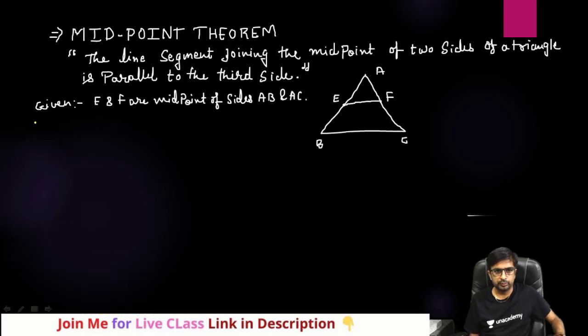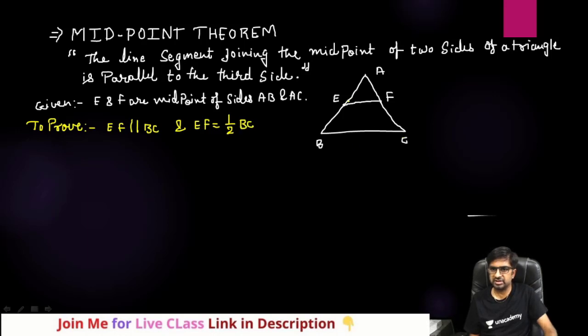Okay, now to prove, what we need to prove is that EF is parallel to BC, and also, I am adding one more thing here, which is not given. We can prove that EF equals half of BC. If BC is 10, then EF will be 5, half of it. So how can we do that? Come on, let us prove.